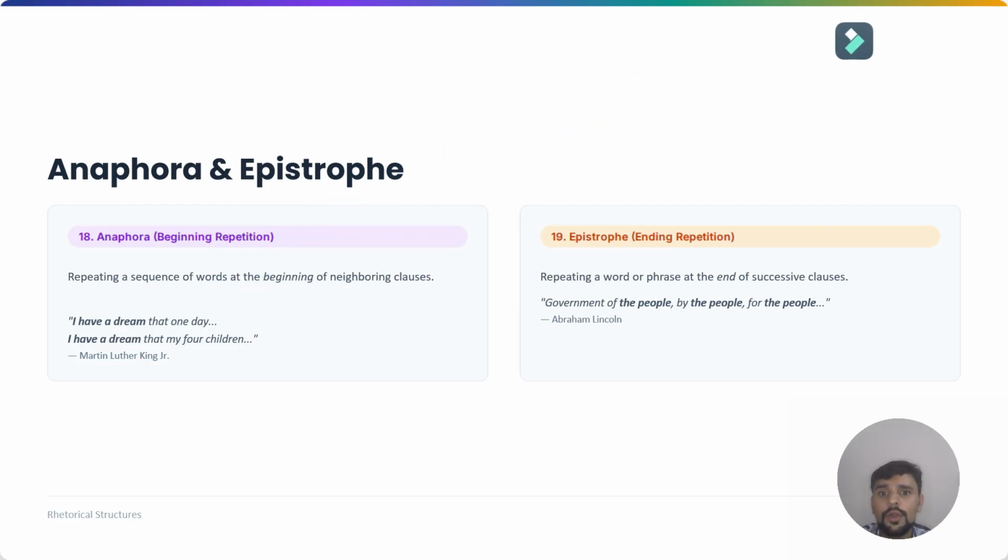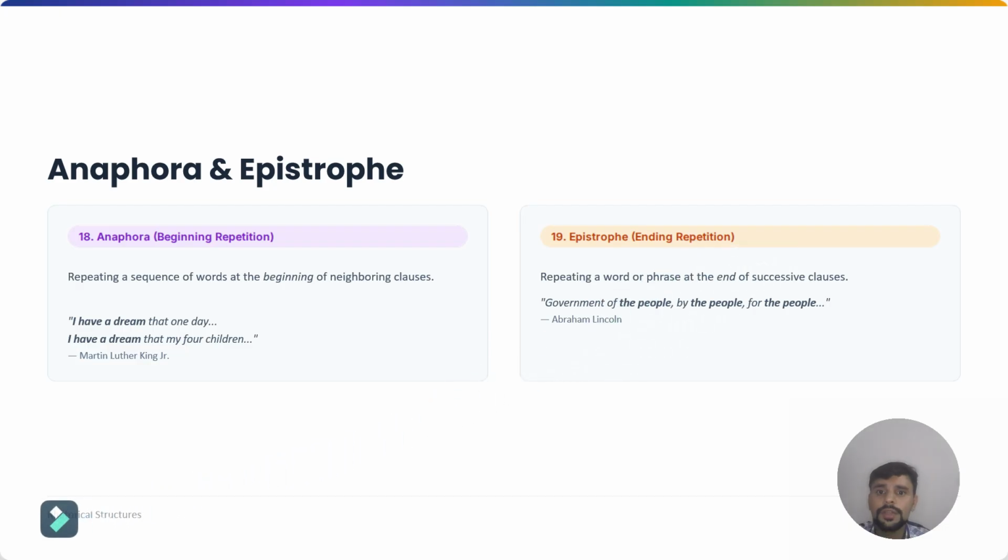Now compare that with epistrophe. Epistrophe repeats a word or phrase at the end of successive clauses. The slide gives the famous example associated with Abraham Lincoln. "Of the people, by the people, for the people." Notice where the repeated phrase appears: at the end, right?